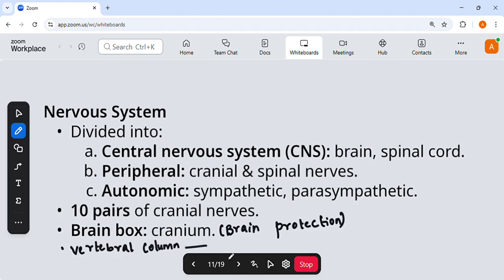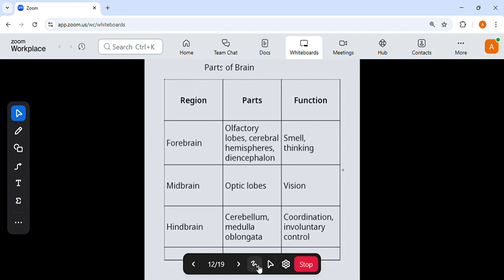Vertebral column protects the spinal cord. Next, let's see the brain parts. So the brain is divided into forebrain, midbrain, and hindbrain.